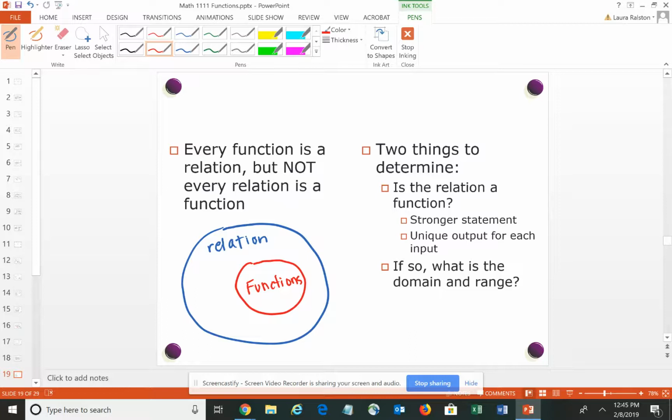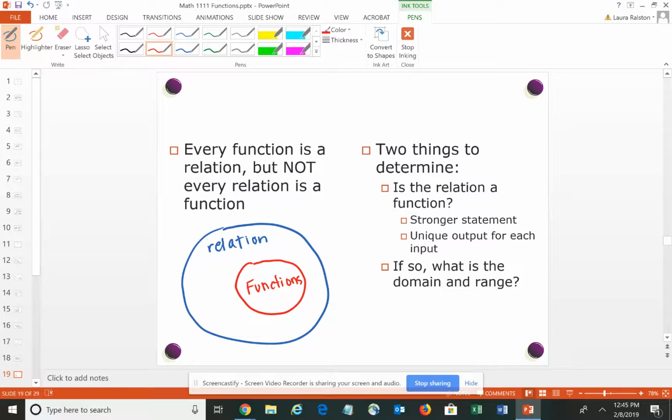Also, once you identify that it's a function, you want to also be able to identify the domain and the range. Remember, domain is your x values or your input, and your range is the y values or your output. It gets kind of tricky because you don't know whether you're going to have a table or a graph or a diagram or an equation. So I want us to take a look at how to do that for the different representations.